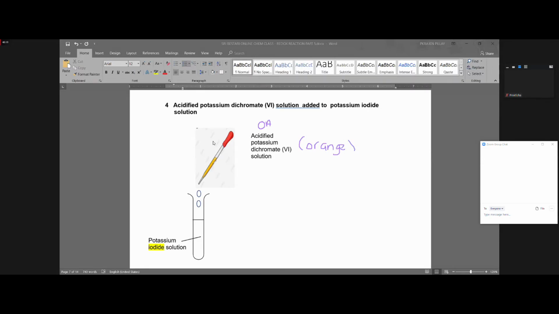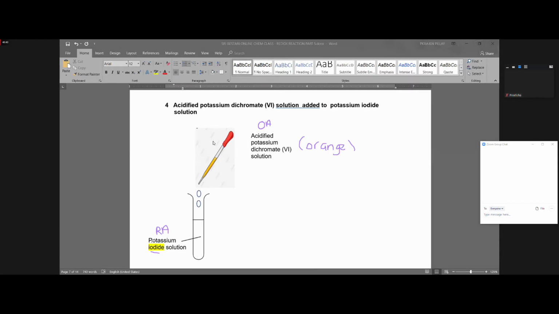Don't follow the color here. This one I just took as a template only. You must know the colors. Anyway, it's orange here. Iodide ion is colorless. This is your reducing agent. Put that down first. Reducing agent, and then this is colorless. So that one you've done already.